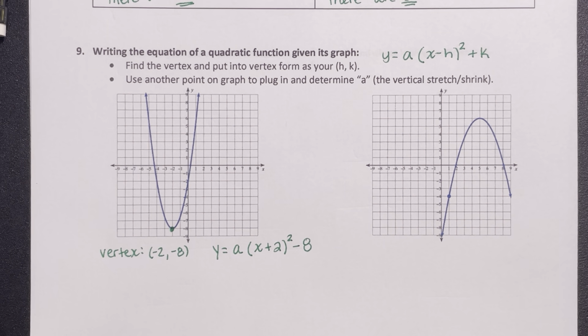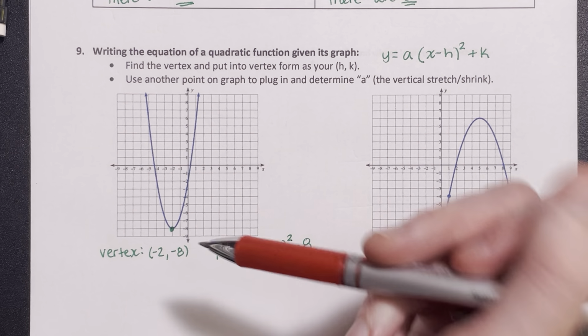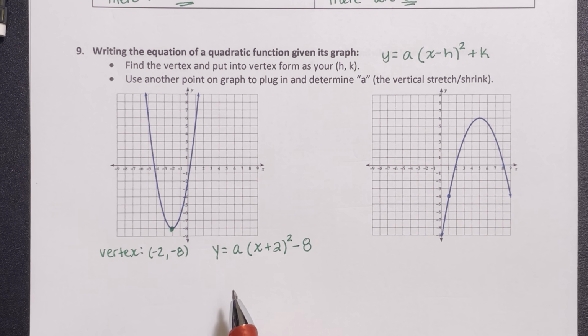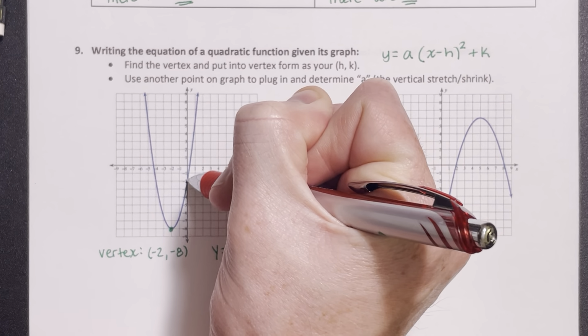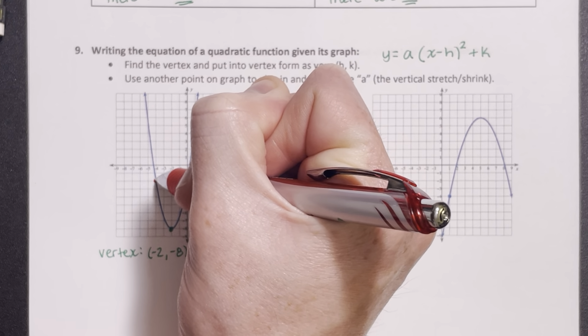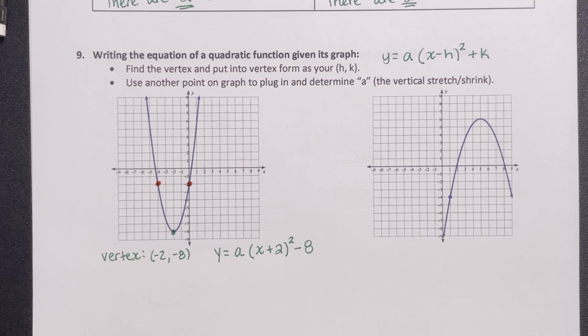The only part we don't know is the a part of this vertex form. We need to determine if there was some type of vertical stretch or vertical shrink that was applied to that quadratic function. And we do that by finding some other point on the graph. Sometimes this is a y-intercept, sometimes it's an x-intercept, sometimes it's just some other random point. But you do need to make sure that it's one that you can see very clearly. All right, this one does have a y-intercept at 0, -2. We also have a corresponding point at -4, -2. Either one of those is fair game to use.